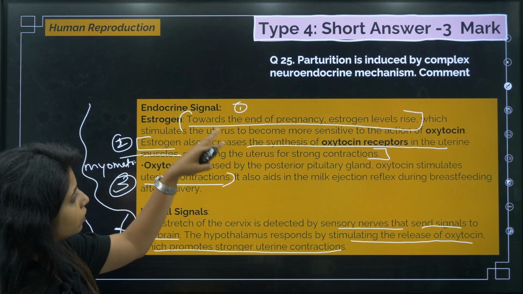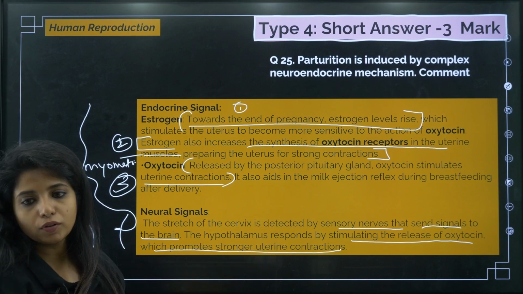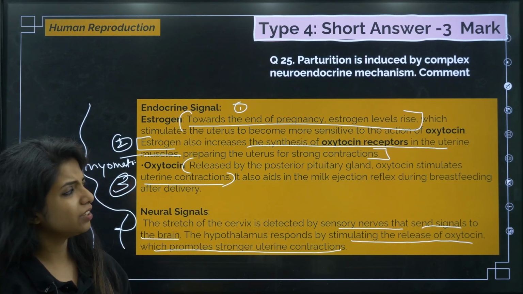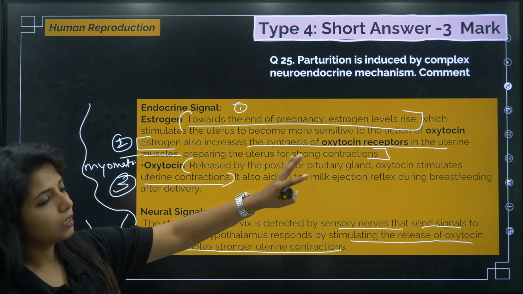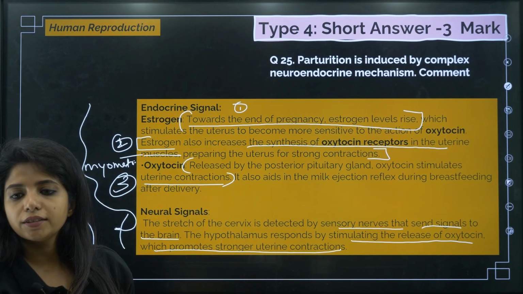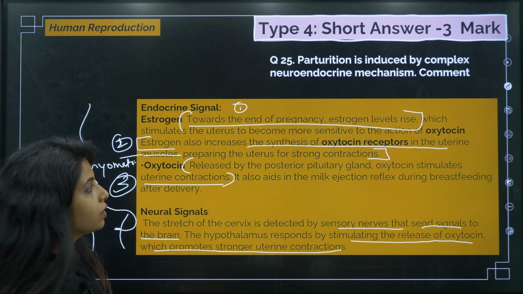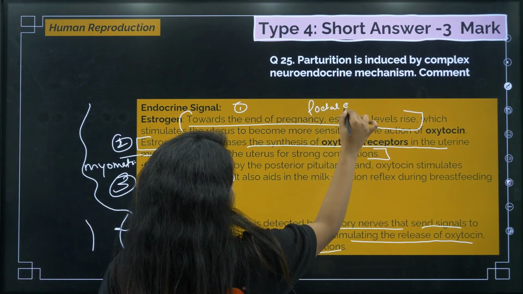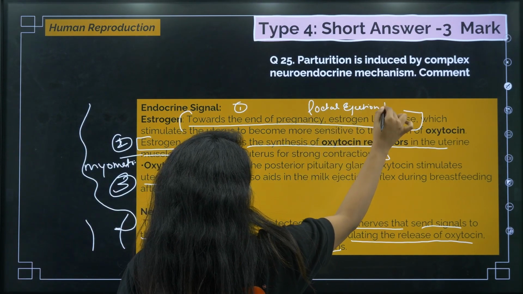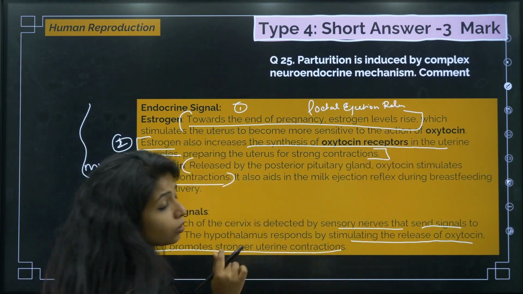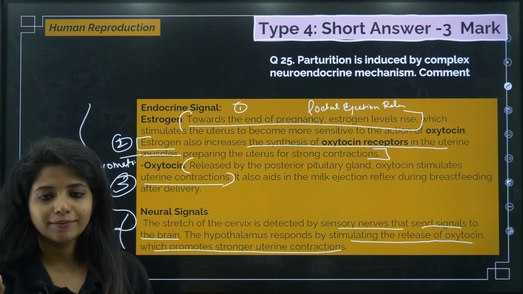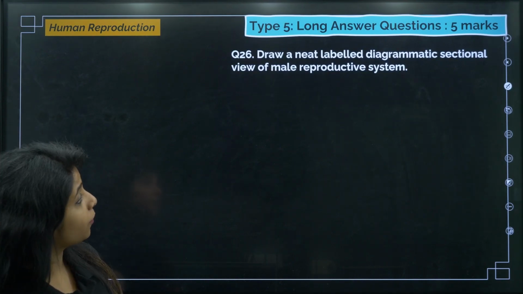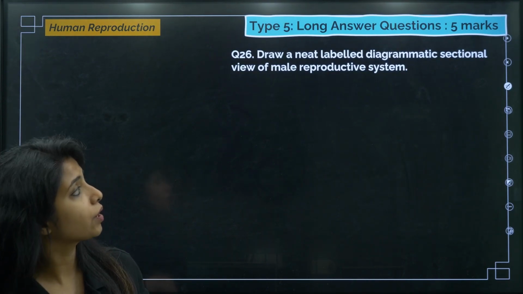So you can write these points as well as these points. This is the endocrine signal, this is the neural signal. Here also you can include the neural signal, but just like how it has been written, you can write it. Cool, works. And you can say towards the end of pregnancy, it's because of the fetal ejection reflex. Please write like that. Fetal ejection reflex, estrogen is released, and always write your answer in points, point to point. Works? Going ahead, draw a neatly labeled diagrammatic sectional view of the male reproductive system.